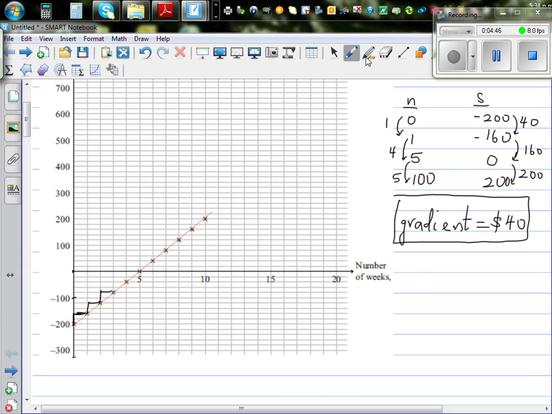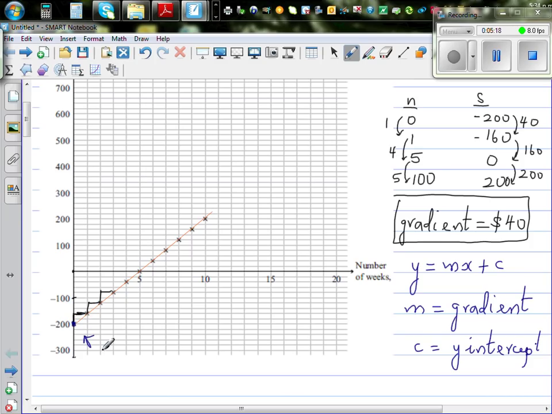I hope you know the equation of a line is given by this formula, y is equal to mx plus c, where m is the gradient and c is the y-intercept. So in this graph, we can say the gradient of this line is 40. And the y-intercept, this is your y-intercept.